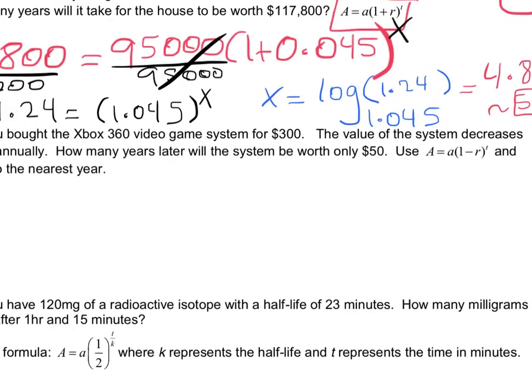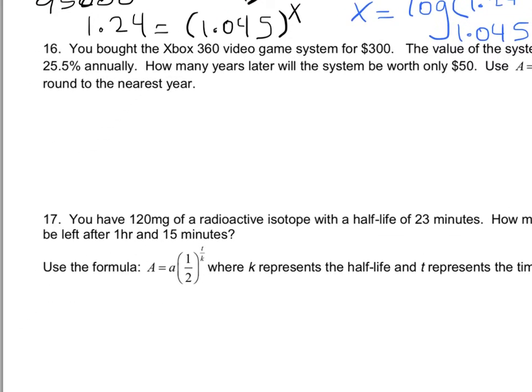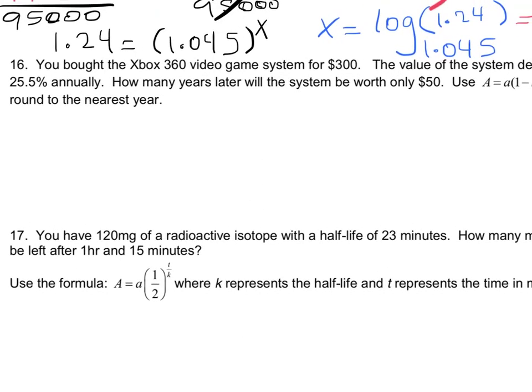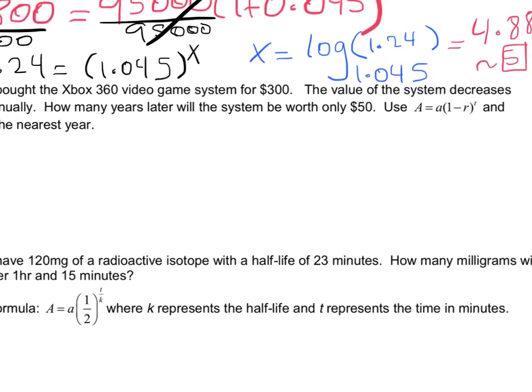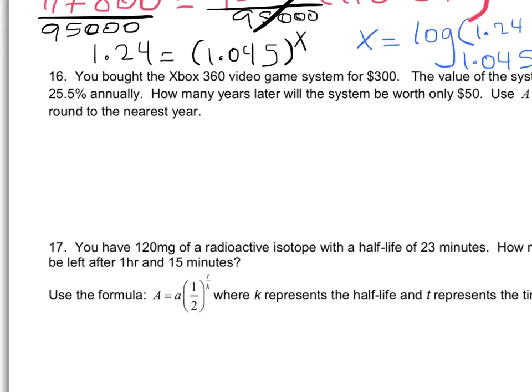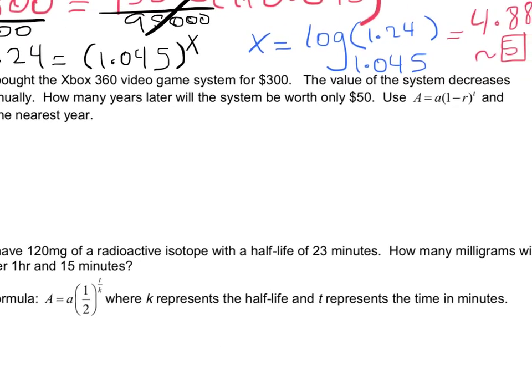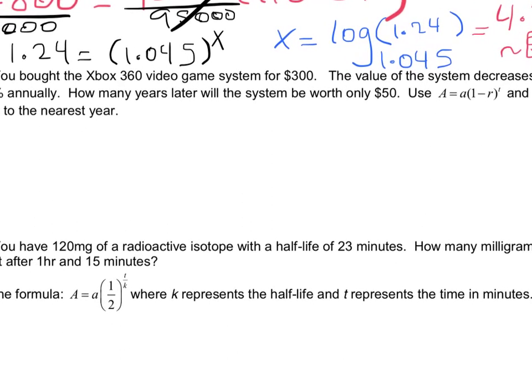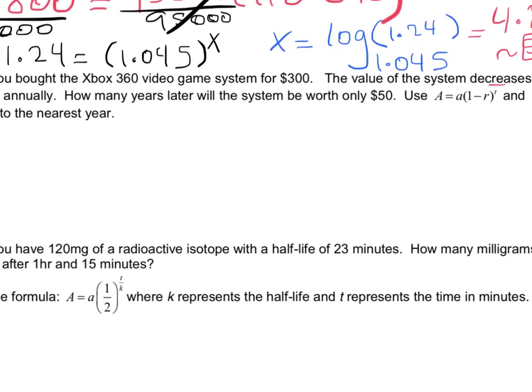Okay, so let's move on to number 16. You bought the Xbox 360 game system for $300, so that's your initial. The value of the system decreases by this much rate. How many years will the system be worth only $50? And that's the final amount. Since they said decreases, this is the equation you're going to be using. So the final amount is equal to the initial amount times 1 minus the rate. You need to change the rate from a percent to a decimal, so it's going to be 0.255.